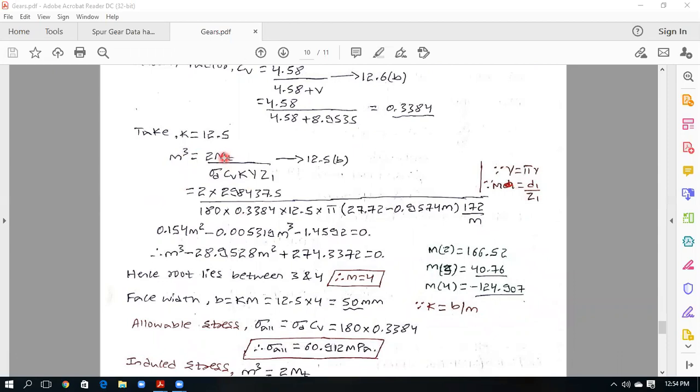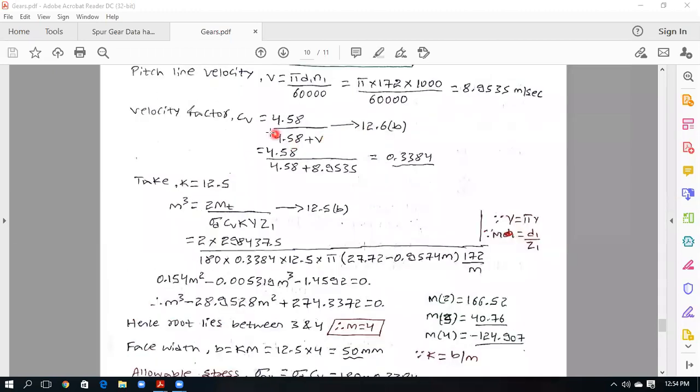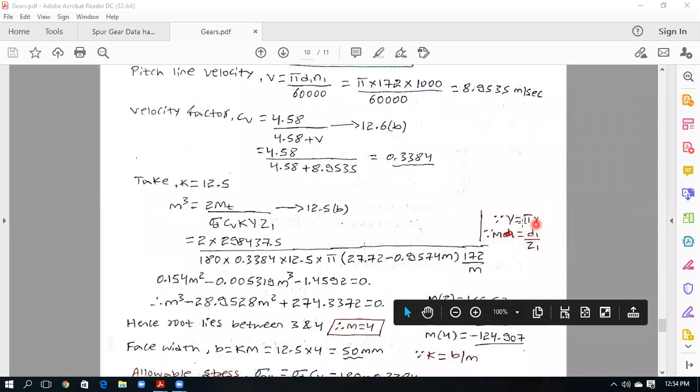In this, you have already calculated the torque for the pinion. Substitute that. Sigma d is given for the pinion, and the CV value, that is the velocity factor, is 0.3384. Substitute that. K value is 12.5, and this capital Y is nothing but Lewis form factor into pi. It is given in equation 12.5b. Otherwise, I will show you.